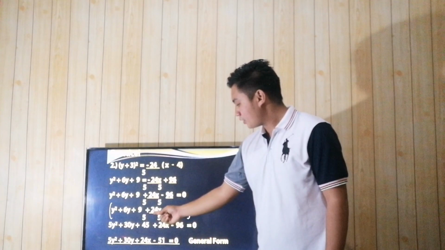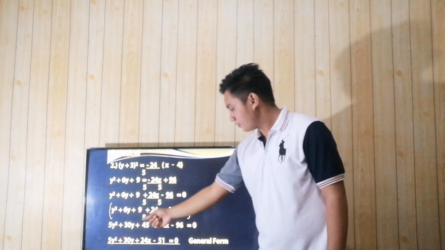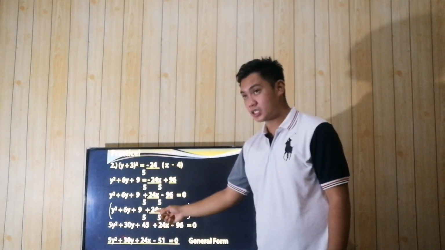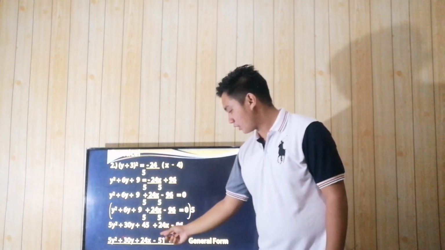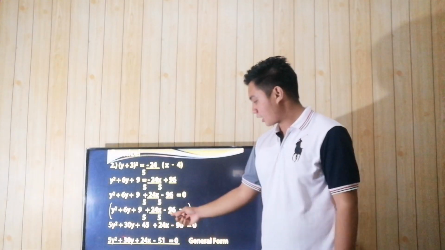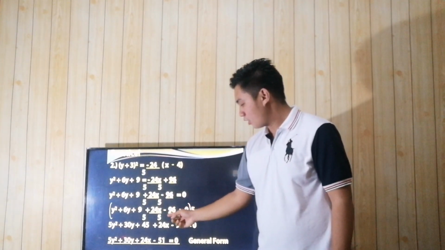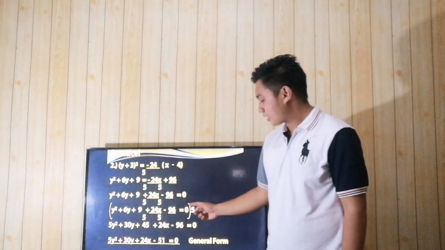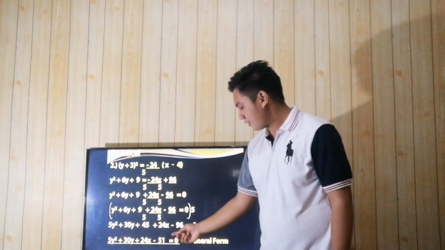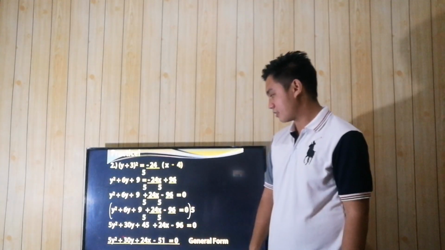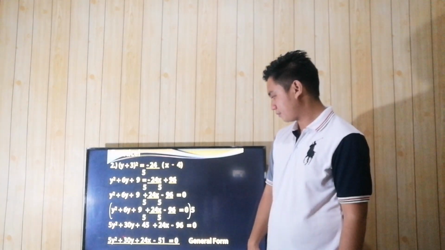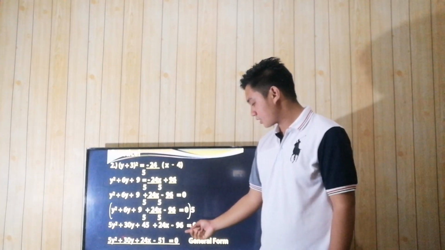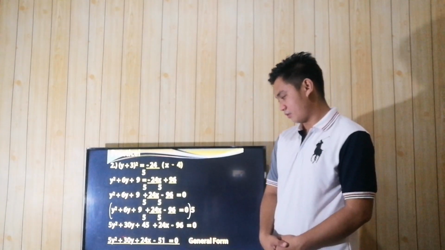Now, dito, 24x over 5 times 5. Cancel si 5. Ang maiiwan is 24x. So, plus 24x. Dito din sa kabila, 96x over 5 times 5. Cancelled out the 5, we have negative 96. No? So, equate to 0 is equals to 0.